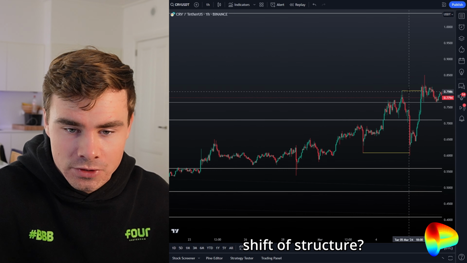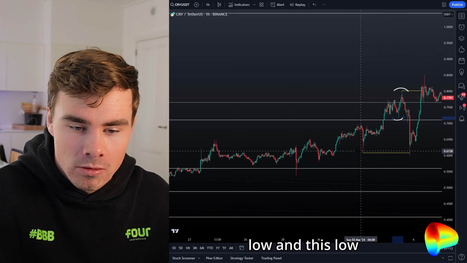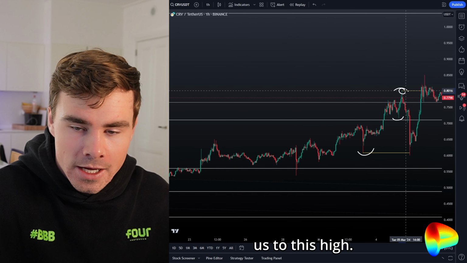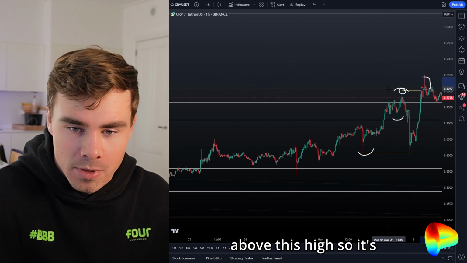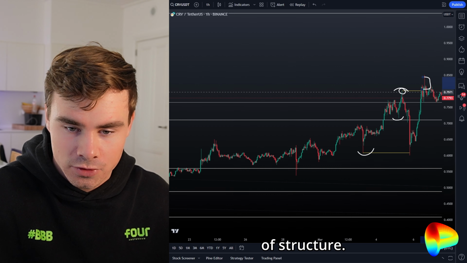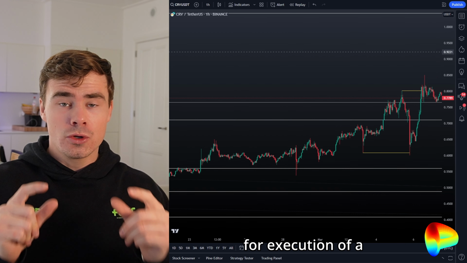Why is this a valid shifted structure? Because this high brought us to a new low compared to this low, and this low that brought us to this high. So it's a significant high to break. And we open and close candles over here above this high, so it's a valid break of structure. Now, because of this break of structure, I am getting my trigger to start looking for execution of a potential long trade.